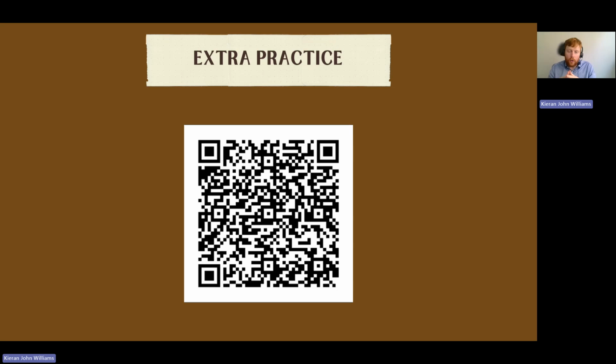If you would like to practice your academic reading skills more, you can of course do some academic reading in your normal everyday life, but I've also created a little page for you here. If you scan this QR code, it will take you to a Google form. It'll have a little exercise where you can practice some of the skills that we've looked at today. Good luck with that one.